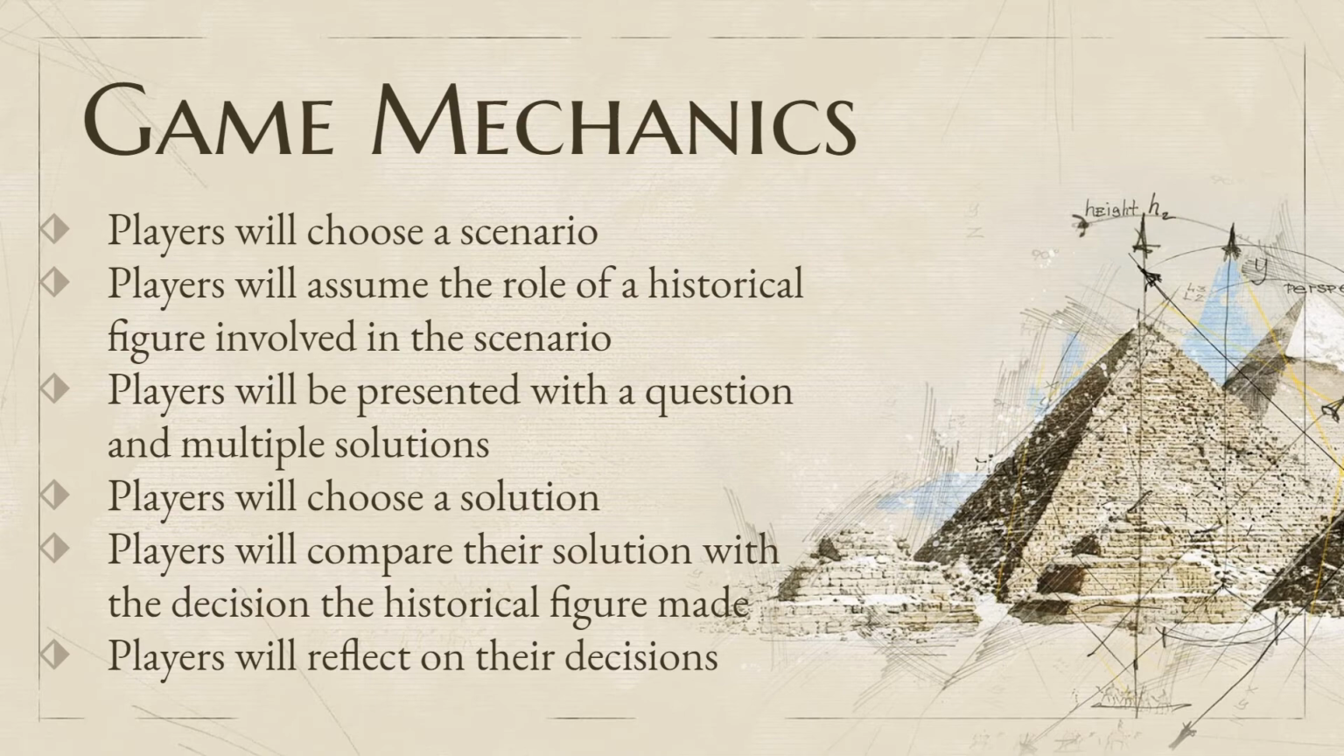There will be multiple solutions to the decision. The player will choose the solution that they think is best, and then they will get to see how their solution plays out in the game. After that, their solution will be compared with the solution the historical figure came up with to allow the players to reflect on their decisions and what happens.